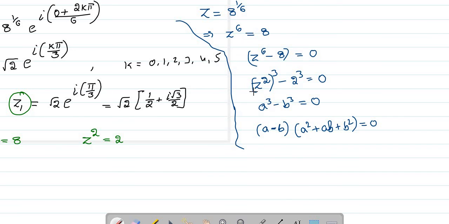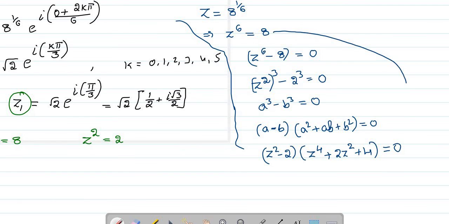Now what are a and b here? A is nothing but z square, b is 2. So that is z square minus 2 into, a square, that is z power 4, a into b, so plus 2z square, plus b square, that is 4, equal to 0. Now this equation can be split into two factors. One is z square minus 2, the other one is z power 4 plus 2z square plus 4.